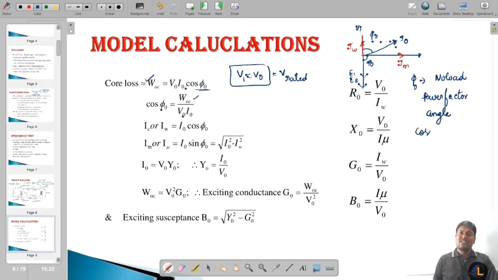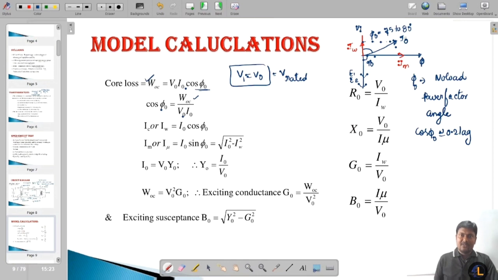And cos phi naught is approximately equal to 0.2 lagging. Why? Because of the inductive nature of the winding. The angle between V1 and I_M is exactly 90 degrees, and some resistance is also there to meet the core losses, so it will shift upwards. Phi naught is in the range of 75 to 80 degrees.